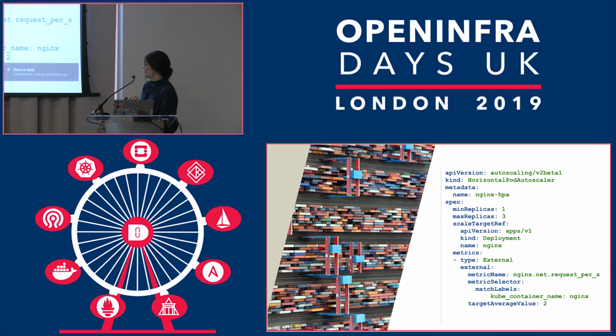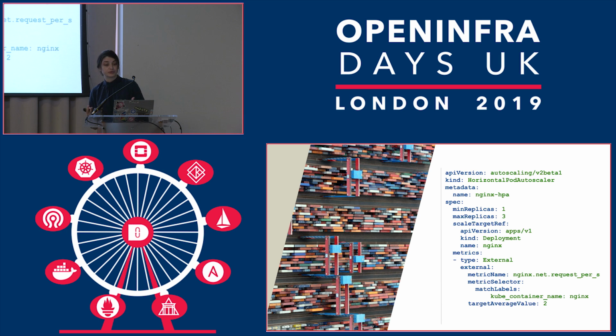If we look at the definition for a horizontal pod autoscaler, what we want to look at is the spec section here. What we say is that we will scale up to 3 replicas if our condition is met, and if we scale down, then we'll have a minimum of 1 replica.